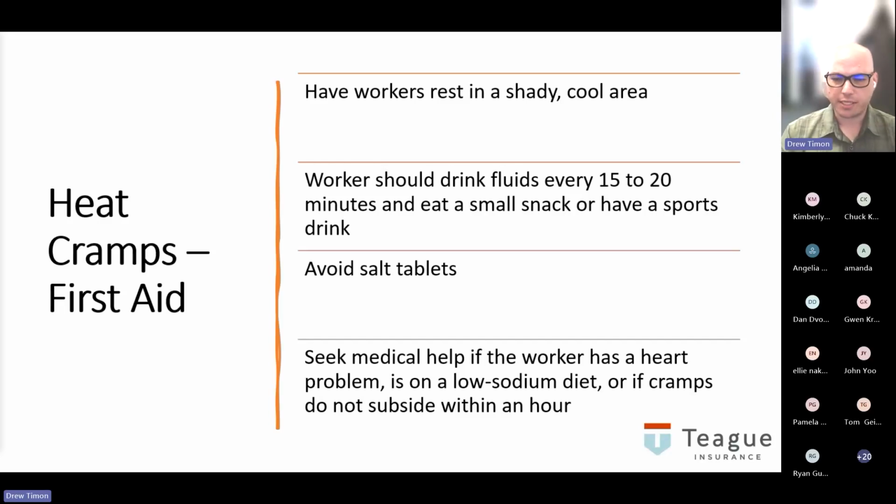Make sure that you seek additional medical help if the employee has heart problems, is on a low sodium diet, or if the cramps do not subside within an hour.